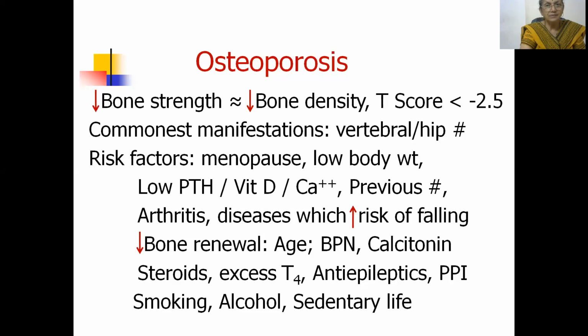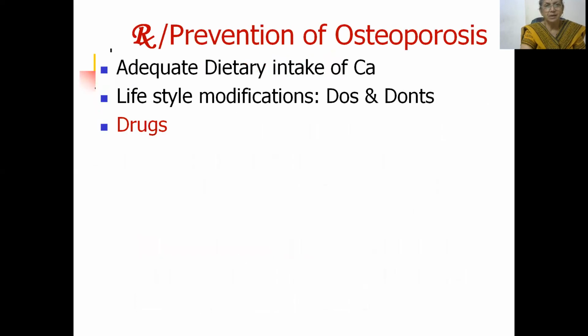And lifestyle disorders or unhealthy lifestyle components like smoking, alcohol, and sedentary life, they also promote osteoporosis. And so, what do we do to prevent or treat osteoporosis? The main pillars for prevention or treatment of osteoporosis are adequate dietary intake of calcium and lifestyle modifications, imbibing the beneficial lifestyle components, avoiding the harmful lifestyle components.